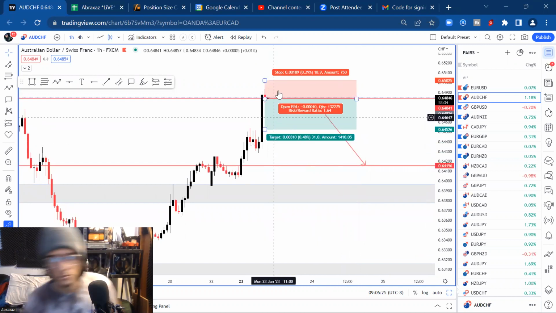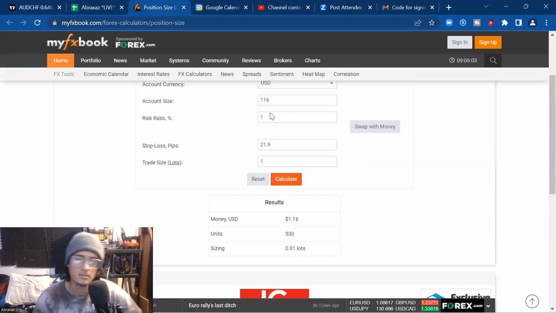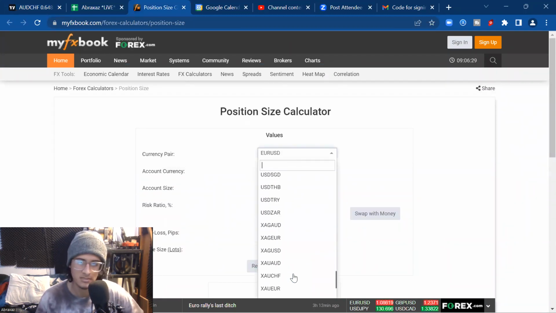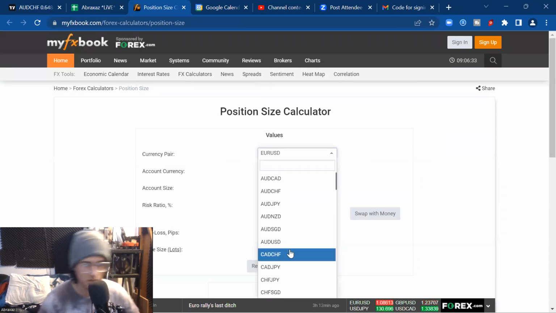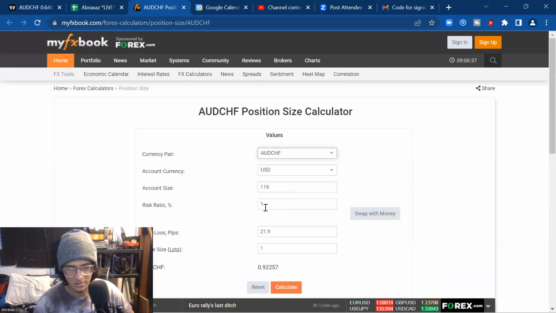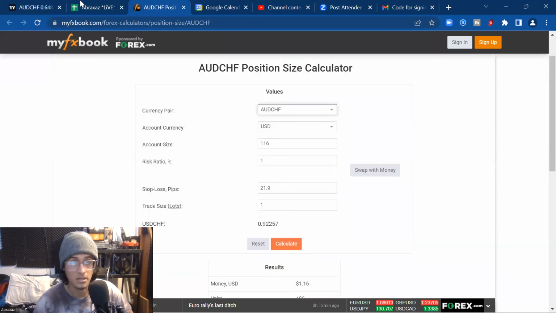Sold it for 0.01 lots. At this point, I've been thinking, should I even bother using the position size calculator because I have a pretty small live account? It's only at like $120. But I mean, why not? Just make it a habit, right?